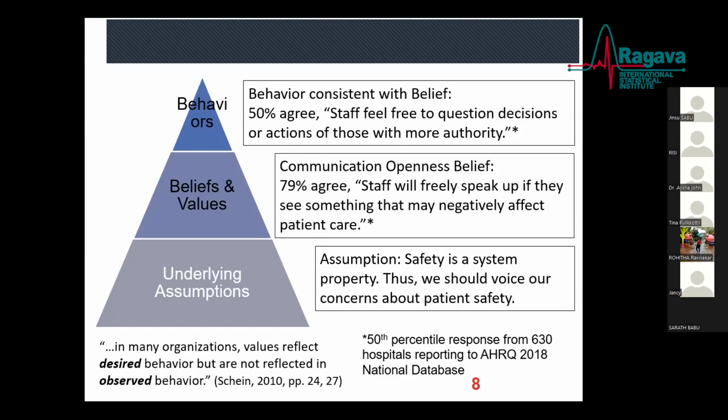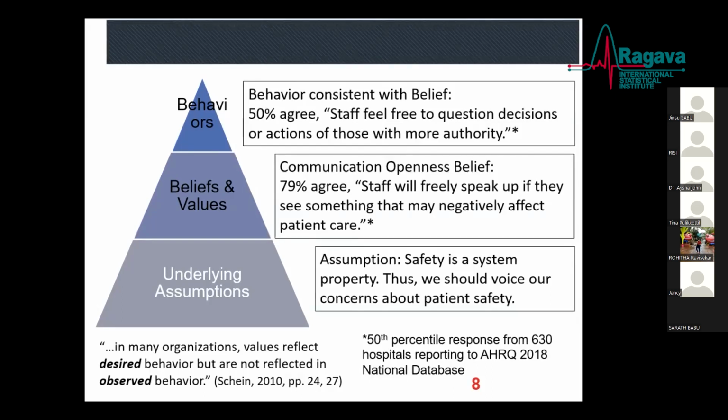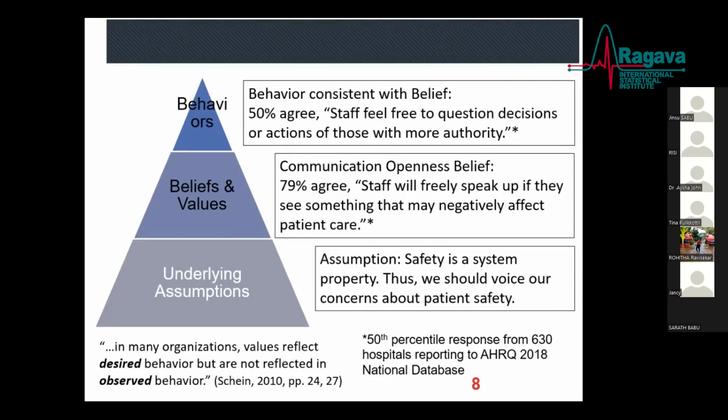So what are the underlying assumptions? Safety is a system property. What he's trying to say is that the underlying assumption should be strong: safety is a system property, and we should voice our concerns about patient safety. If it is embedded even in the unconscious mind of a staff member, then you will have the real behavior coming out as behavior and belief and value. If this basement, this underlying assumption, is not strong enough, then whatever you see outside may not coincide with the safety culture report results you are getting. That is what he's trying to say.